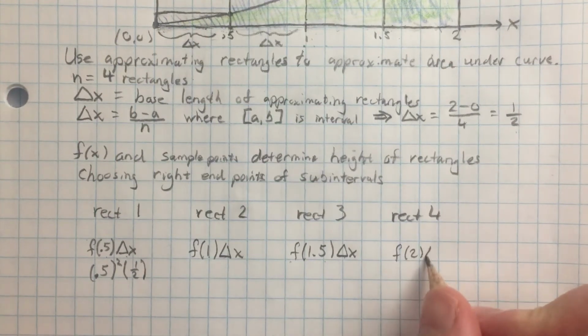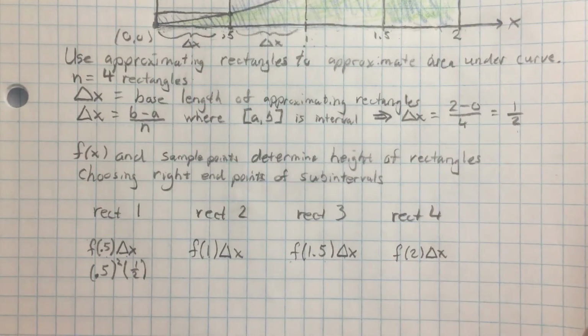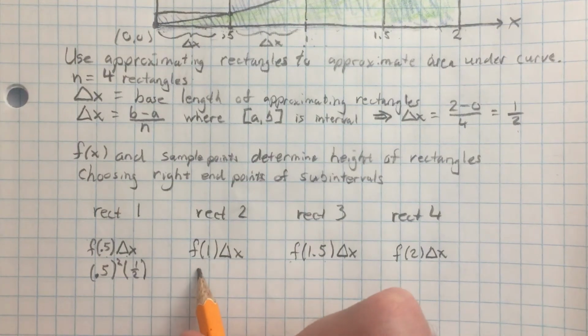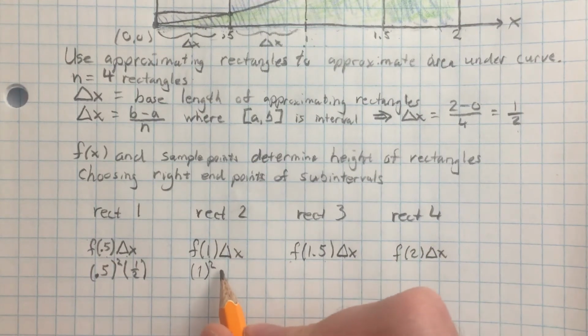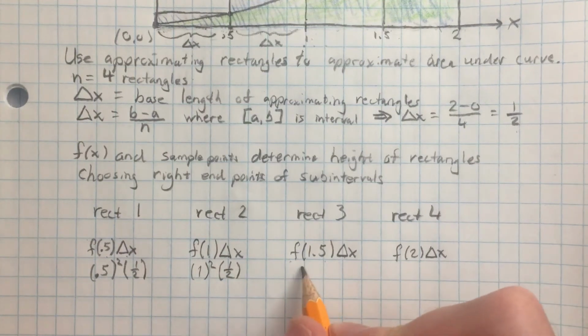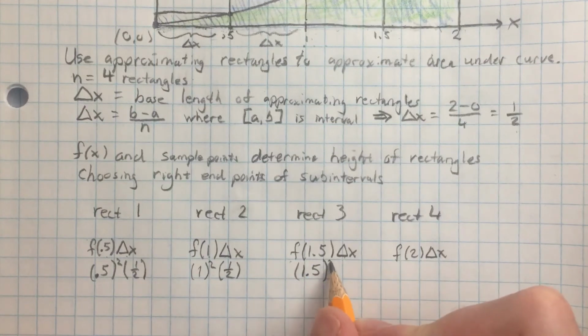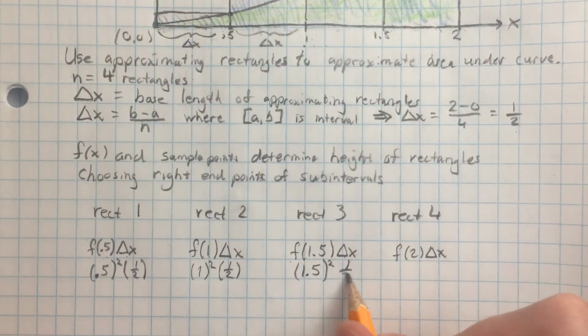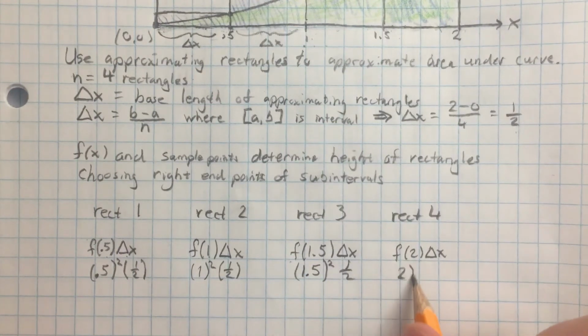times delta x, base length, was the area of the fourth rectangle. So this should be 1 squared, because the function is a squaring function. Just replacing the function symbol with the actual operation of squaring, which is what it is in this case. That'll be function dependent for every problem. 1.5 squared times a half, and now 2 squared times a half.